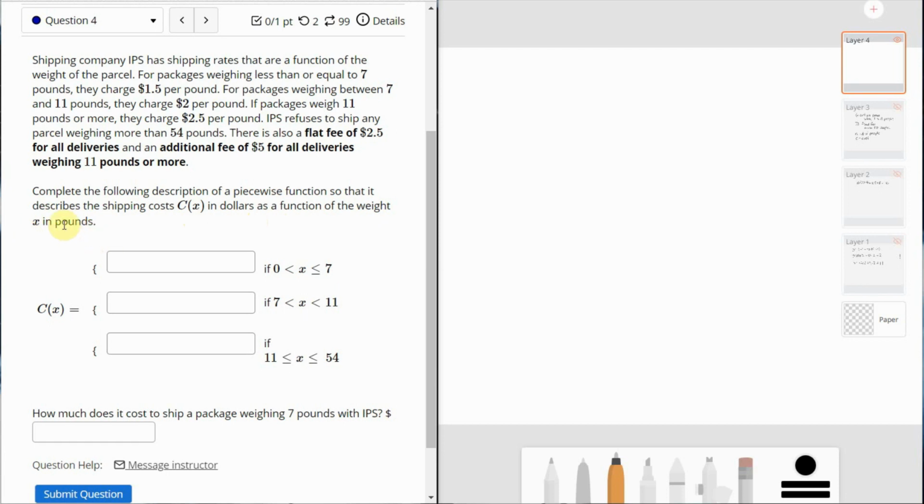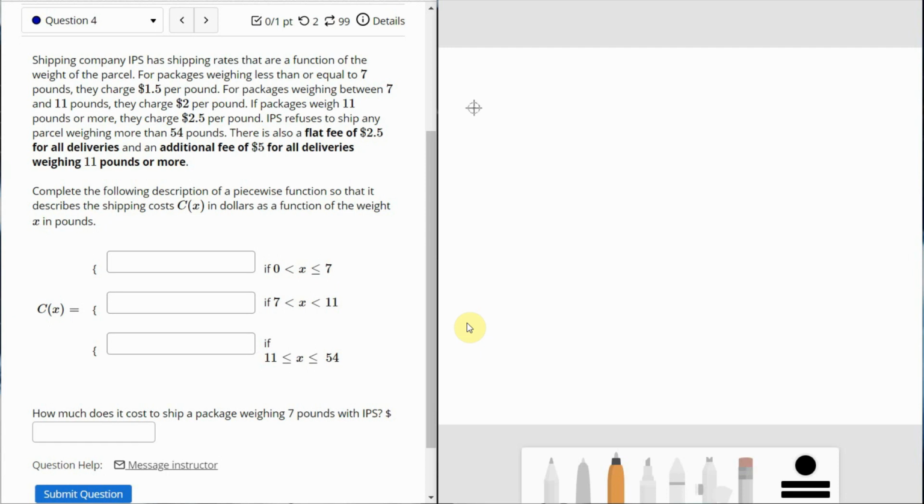Just like on question 3, I'll start by breaking down the word problem by listing any numbers and what they measure, and any variables and what they represent. The numbers I see are 7, 1.5, 7, 11, 2, 11, 2.5, 54, 2.5, 5, and 11.